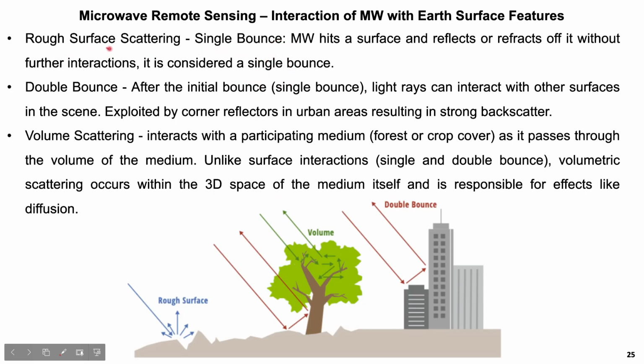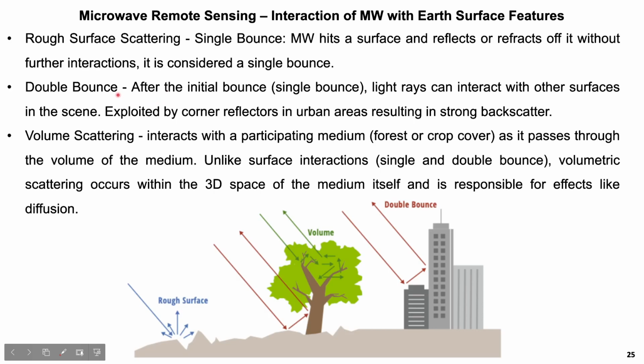So we have three different mechanisms by which your microwaves can interact. So first is the rough surface scattering, or you can also call it a single bounce. So when you have a simple rough surface, this is your transmitted pulse, and this is going to be the scattered pulse because of the roughness, and this is going to reach your receiver.